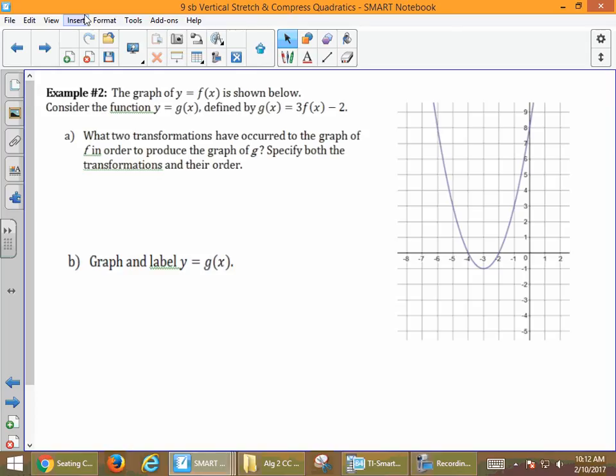And so on this example here, we have the graph of y equals f of x below, and we're going to consider the function y equals g of x, and that's going to be 3f of x minus 2. And so first thing we want to notice about our g of x, or our new function, is that there's going to be 2 transformations that's going to occur to this function. So what 2 transformations do we see occur?